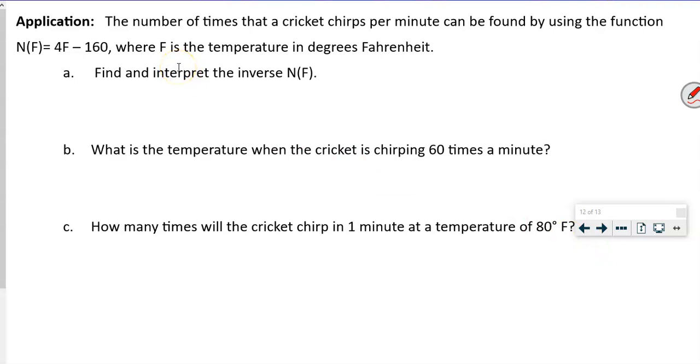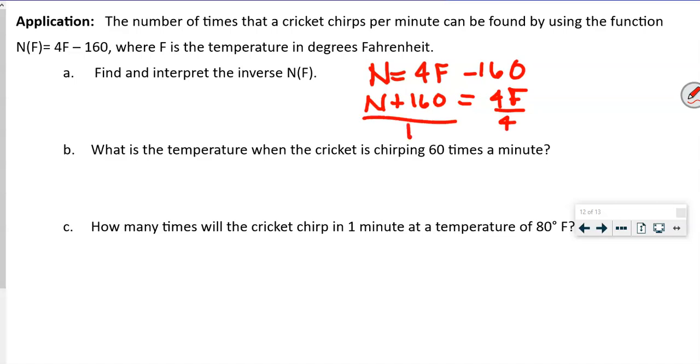All right, now here's an application problem. It says the number of times that a cricket chirps per minute can be found by using the function n of f is equal to 4f minus 160, where f is the temperature in degrees Fahrenheit. It says find and interpret the inverse. So to do this, all we're going to do is solve for f, basically. So I'm going to write n equals 4f minus 160, okay? So now I'm going to subtract the 160. So n plus 160 equals 4f, and then we're going to just divide both sides by 4, right? So if I want f, f is equal to n plus 160 divided by 4.